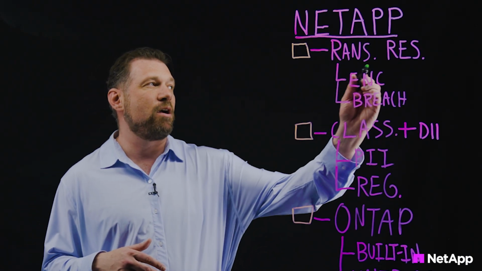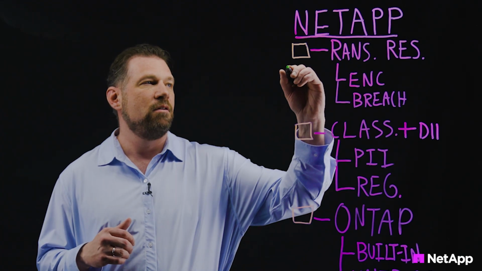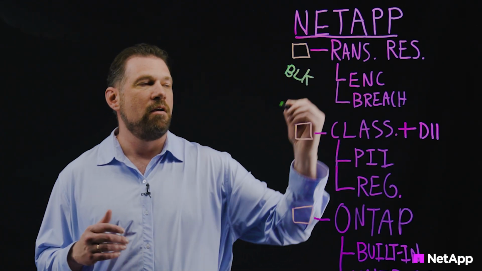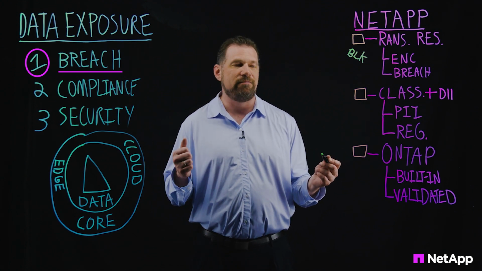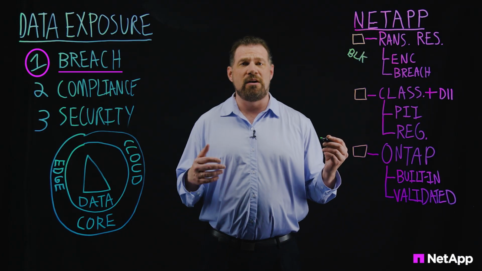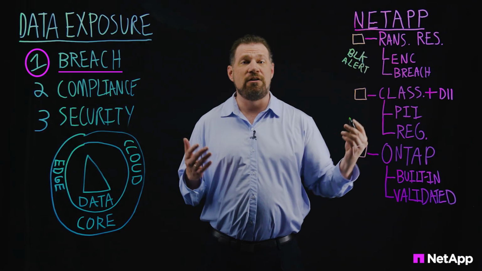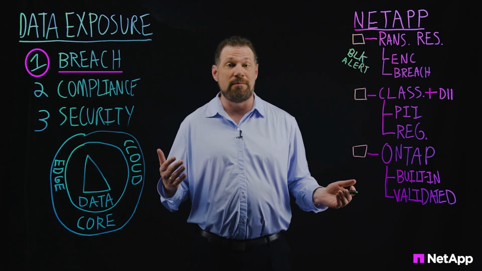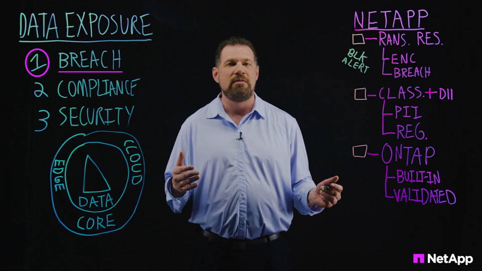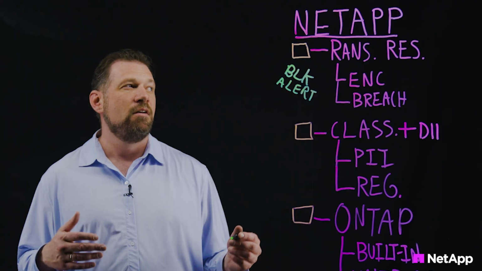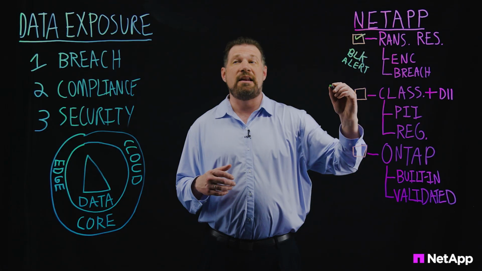So NetApp's ransomware resilience includes two key capabilities to help mitigate this. One is that ransomware resilience can block the user account being used for this malicious action. The other one is that ransomware resilience can easily alert you and your security team by integrations with existing SIEMs, so that your security operations center is well aware of these alerts as they're happening in real time, so you can stop the breach. So ransomware resilience checks that first box of data breach.